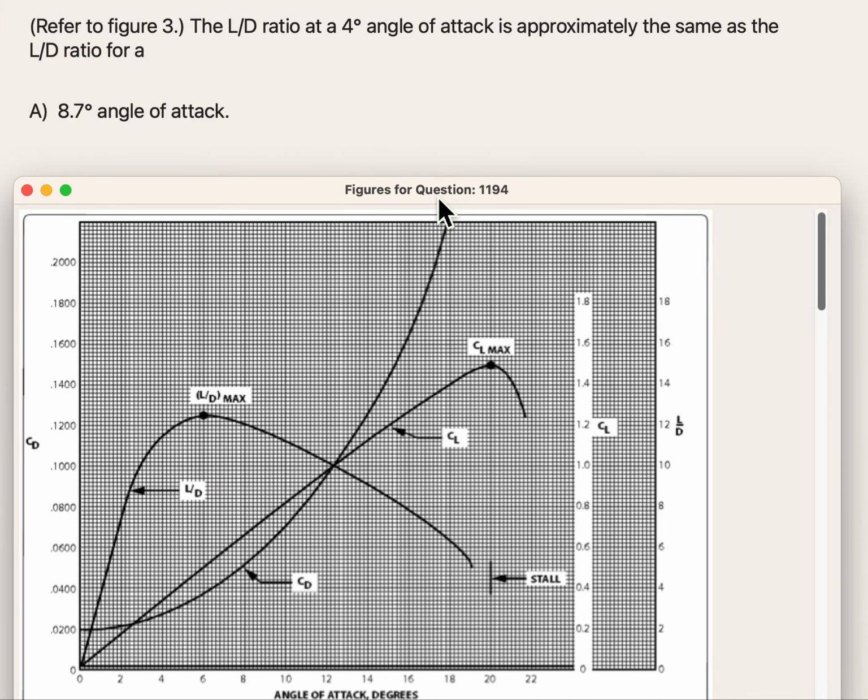The LD ratio at a 4-degree angle of attack, which is here, is approximately the same as the LD ratio for 8.7. So we take our line, 4-degree angle of attack, we go up to this point here, and we go across to here, and go down, and I guess it's almost a 9.